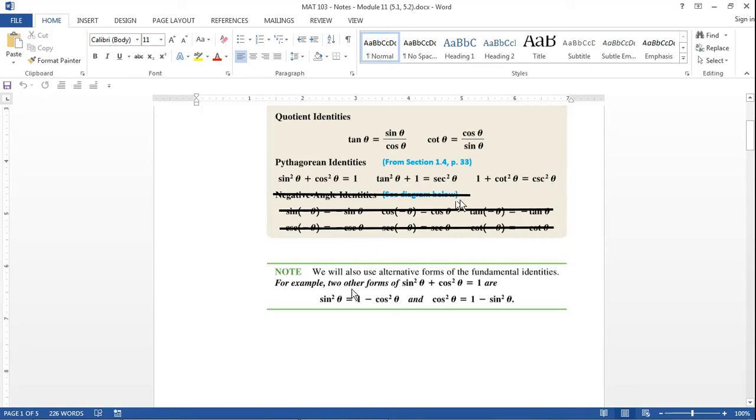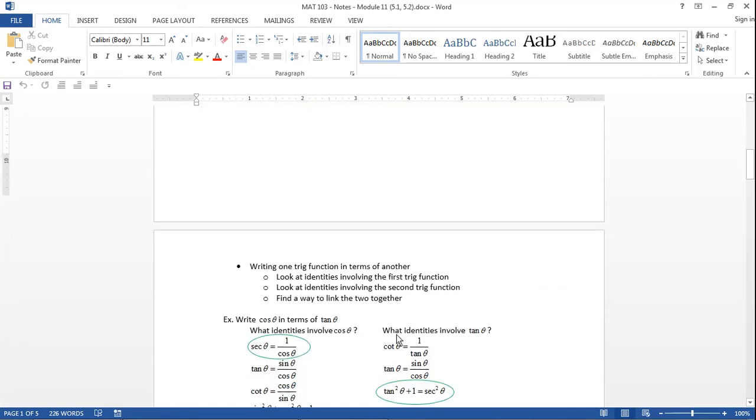But each one of those you could solve for any one of the variables. Like right now, the first one is solved for 1. I could solve it for sine, or I could solve it for cosine, just by moving the other trig function. Same thing for these other two, and we'll do some of those in this section.